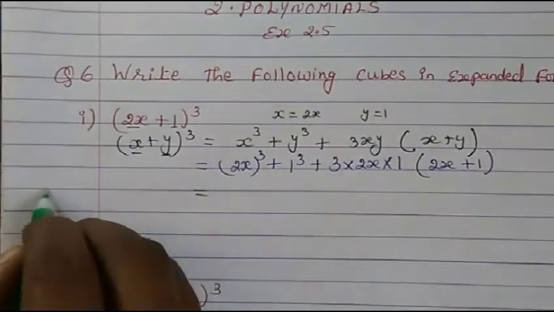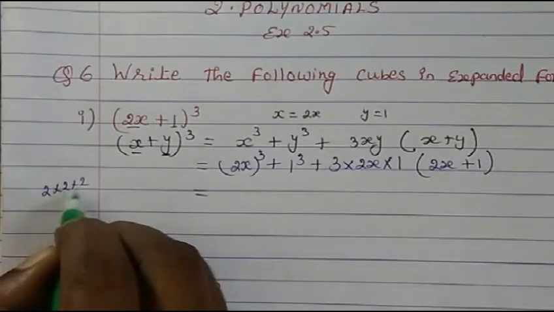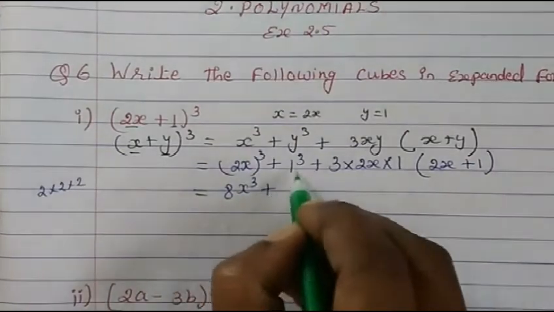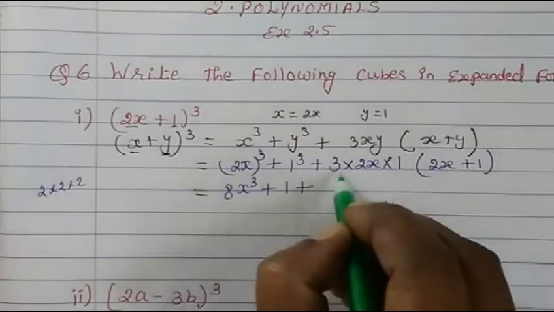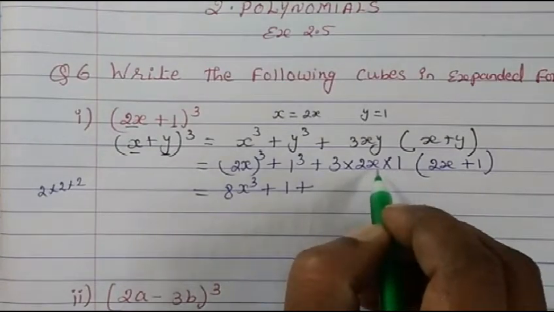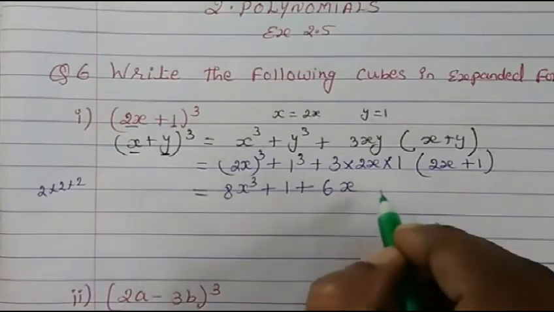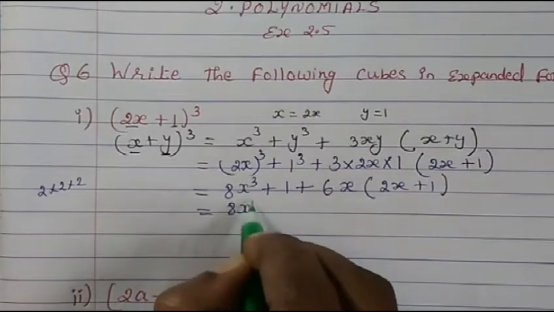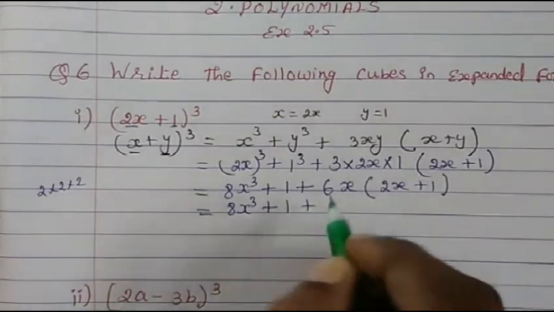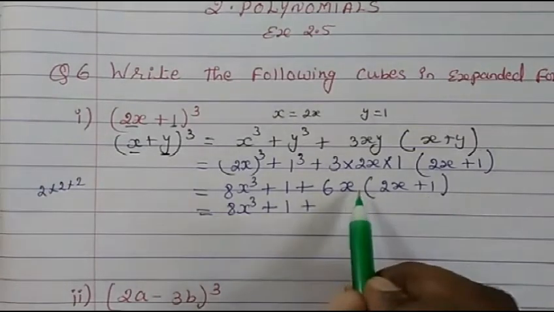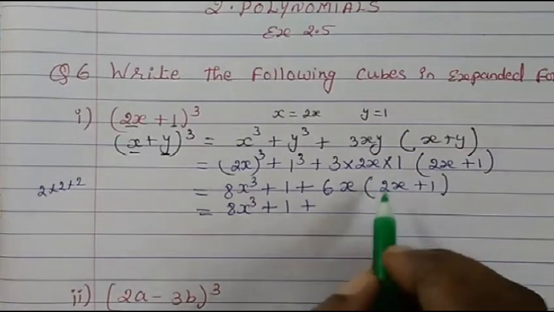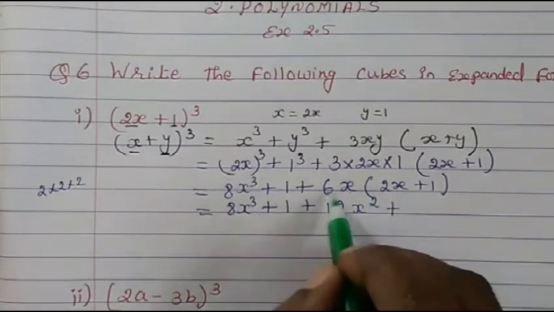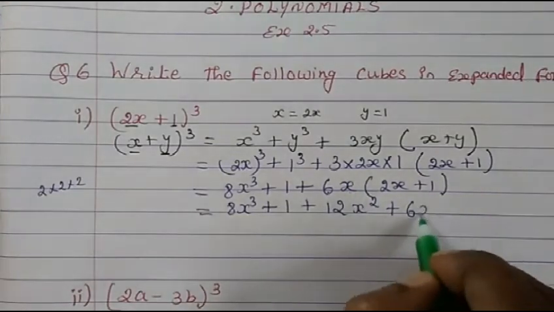So now 2 three times, what will give us? 2 twos are 4, 4 twos are 8. So 8, and x cube, plus 1 three times will be 1, plus. Now 3 twos are 6. 6 into 1, 6 only. Then x is there, we'll write the x. Now in bracket we have 2x plus 1. So now 8x cube plus 1 plus, now this is in multiplication form because there is no sign, means we have to multiply. So 6 twos are 12. Then x into x square, plus, now 6 into 1 will be 6 and x will be x.